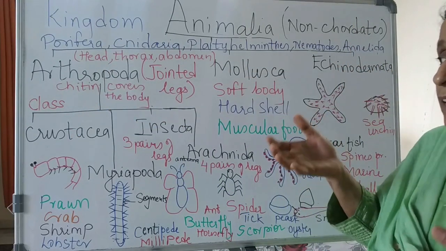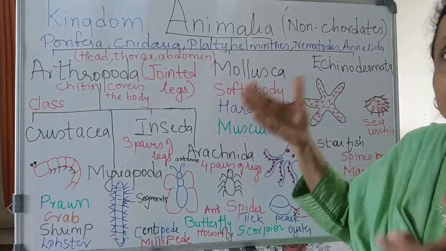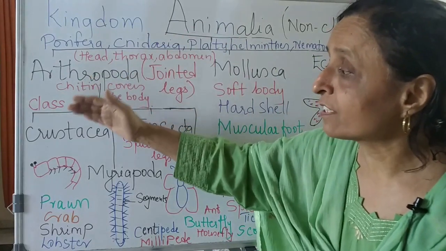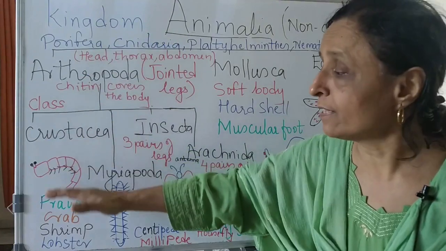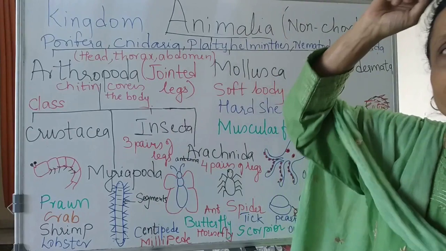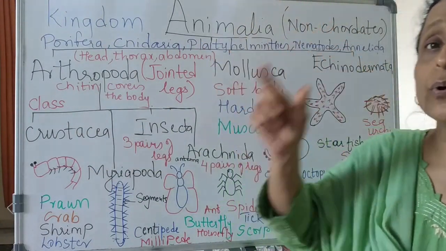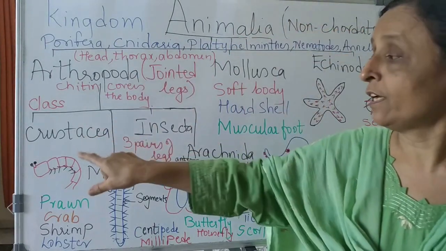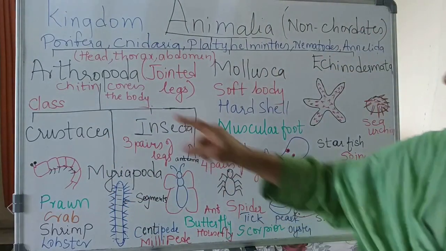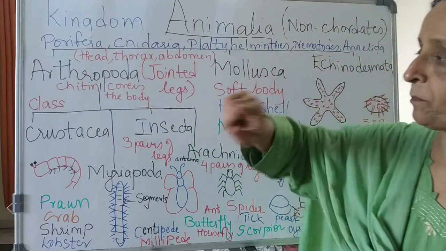You are studying this classification, so slowly you'll understand how the classification takes place. This is not the end. You will learn more of classification. So here, class Crustacea, it has got these animals, prawn, crab, shrimp, lobsters. Here, they have jointed legs, they have a hard covering, and the upper part, head and thorax, is fused, rest is abdomen. So this is the character of Crustacea. Class Crustacea. They are included in phylum Arthropoda.